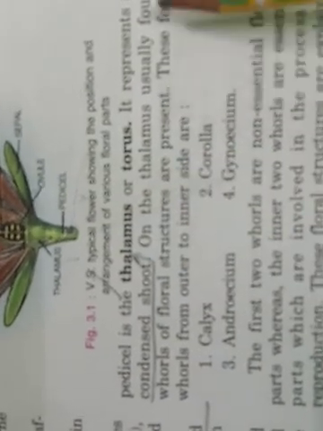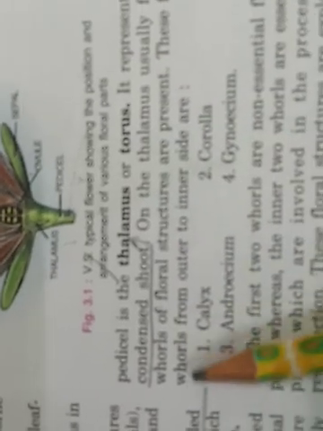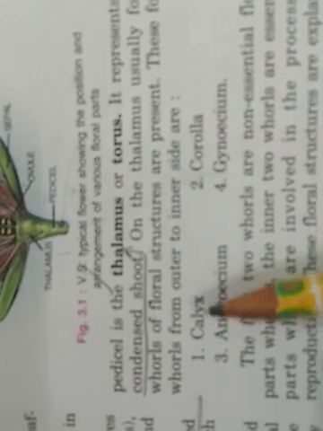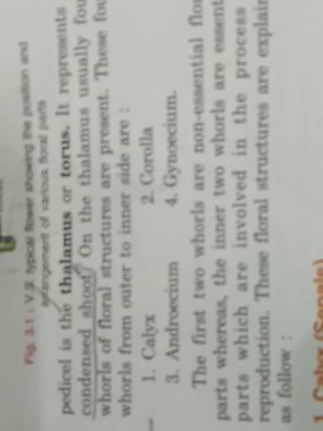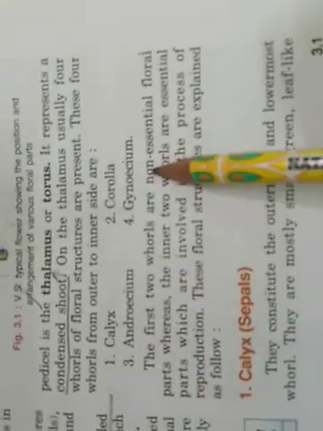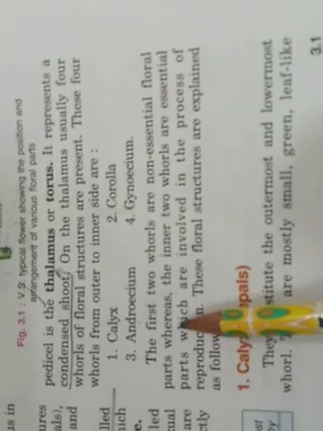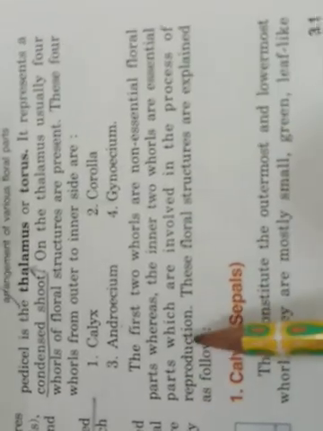On the thalamus, usually the four rolls of the floral structures are present. These four rolls, from outer to inner side, are calyx, corolla, androecium and gynoecium. That means all four floral rolls are arranged on the thalamus. The first two rolls are the non-essential floral parts, whereas the inner two rolls are essential parts which are involved in the process of reproduction.